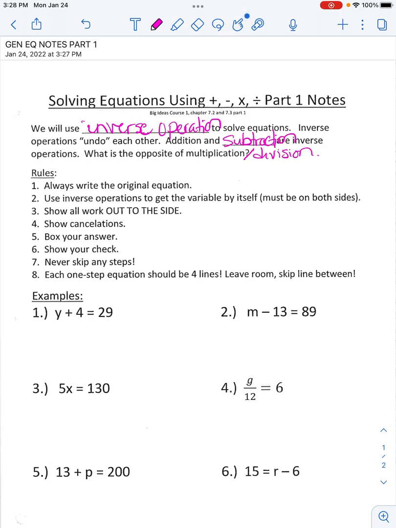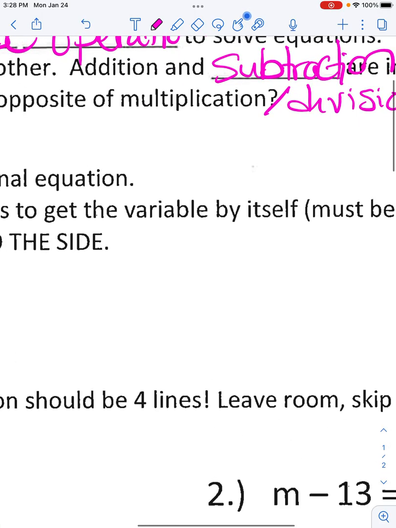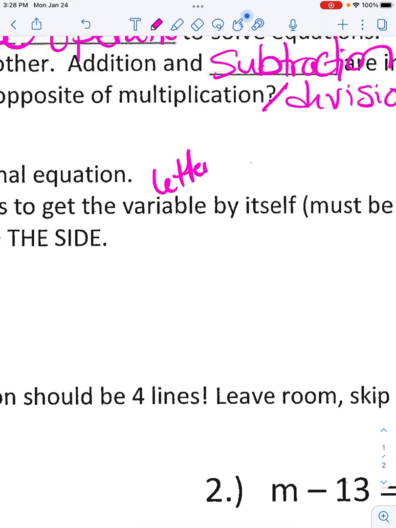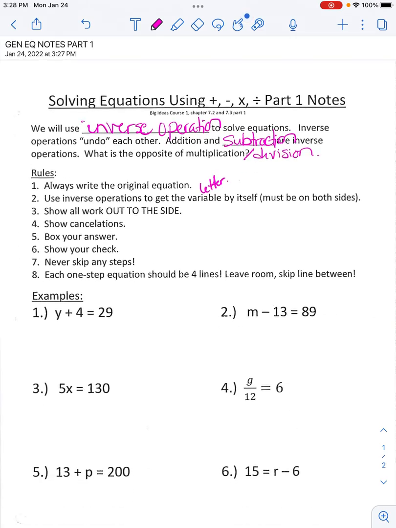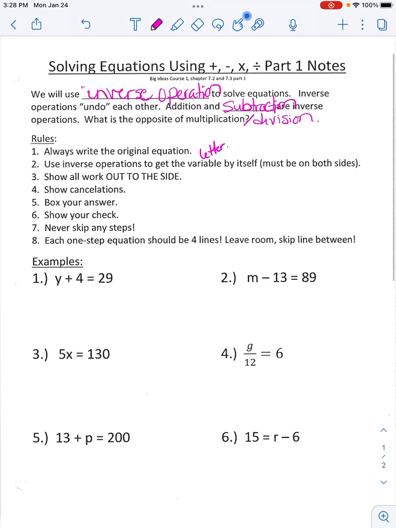Here are the rules. We're going to always write the original equation. We're going to use the inverse operation to get the variable by itself. The variable is the letter. That's the whole goal. What is x equal? What is y equal? What is z equal? We're going to show our work out to the side. We're going to show cancellations. We're going to box our answer and show our checks.